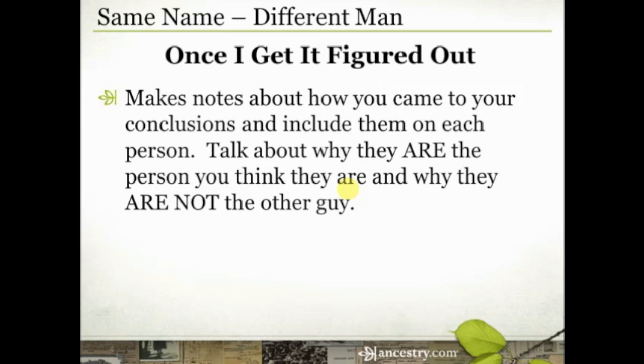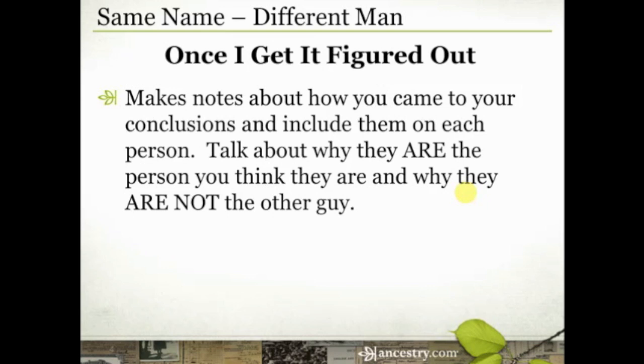Okay, sometimes it's an occupation. I didn't include that on this particular spreadsheet because all of these gentlemen were farmers, but sometimes you can tell the difference between similarly named men because one was a blacksmith and one was a teacher and one was a farmer, or whatever the circumstances may be. So talk about why they are the person you think they are. What is it that makes them unique from all the other people who have the same name? And then maybe even include some notes about why they're not the other person.